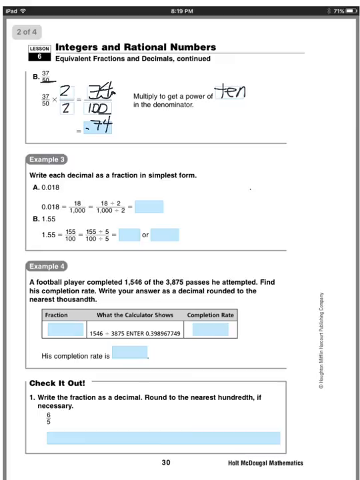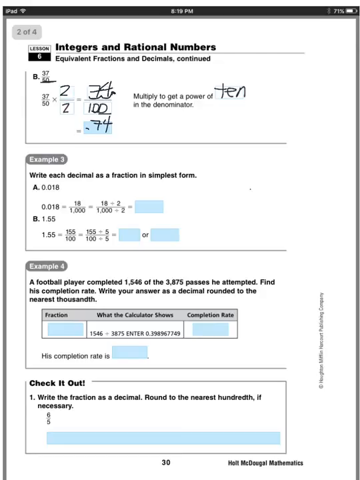Example 3. Write each decimal as a fraction in simplest form. Now this is where it's important to know your place value chart. If you don't have one, you can print one out. You can come ask me to print you one out. I'll be fine with that.